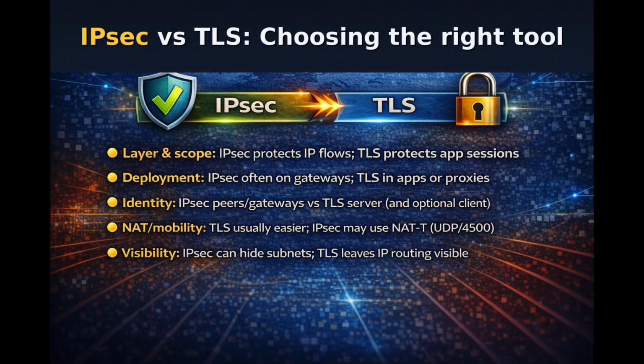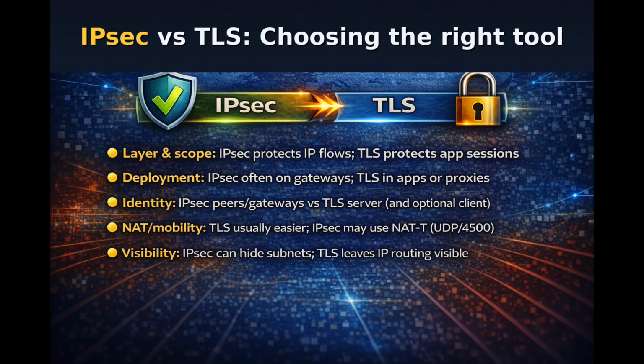People often ask, if we have TLS, why do we need IPsec? The answer is that they solve different problems at different layers. TLS protects an application session, like a browser to a web server, so it's perfect when you control the app endpoints or can terminate TLS at a proxy. IPsec protects IP traffic between two IPsec peers, which is ideal when you want to secure many applications at once or connect whole networks through a VPN.